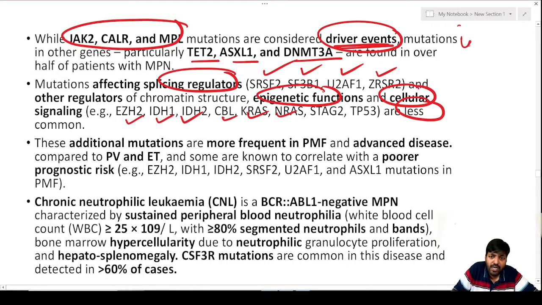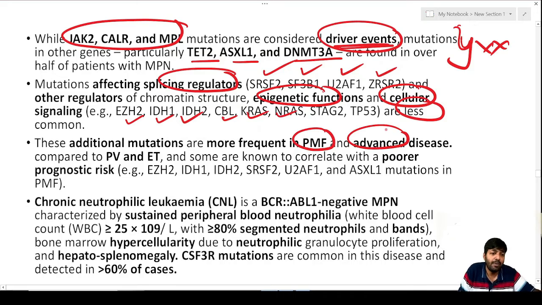So it is prudent that you remember these mutations, more importantly in case of myeloproliferative neoplasm. Now, these additional or extra mutations that you see are more frequent in primary myelofibrosis and in case of advanced disease as compared to PV and ET. Some of these uncommon mutations, as we have seen, are known to correlate with poor prognostic factors. So with this we have more or less completed PMF as well as PV and ET, and the basic things.